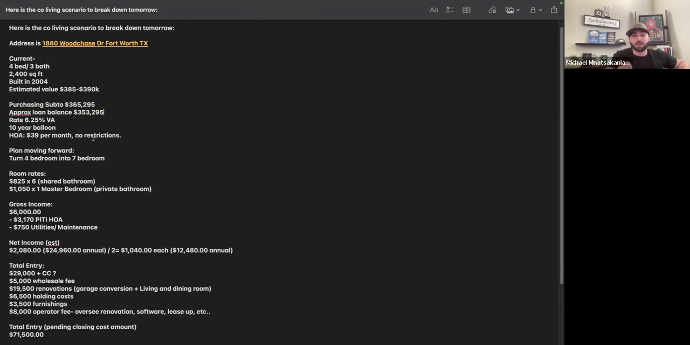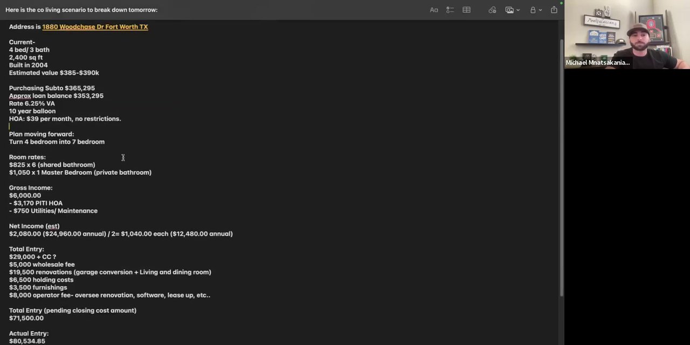I personally don't like to deal with properties with HOAs. First and foremost, because the HOA fee never goes down, it always goes up. And secondarily, they can and might change these no restrictions to then implement restrictions. Maybe they'll say no renting by the room because they feel like your property is a hassle, or no short-term or midterm or whatever rentals. So that's personally one reason why I think an HOA is a red flag. Doesn't mean I will outright say no, but just something to consider.